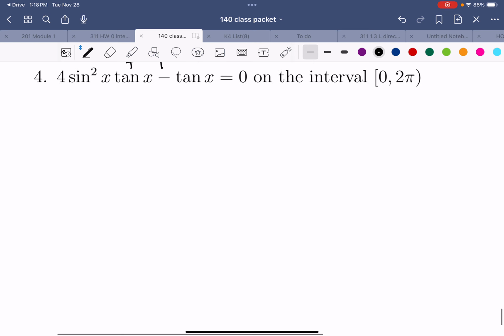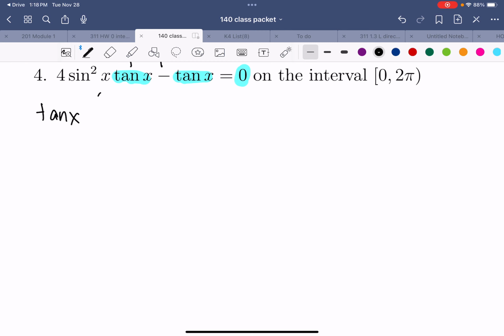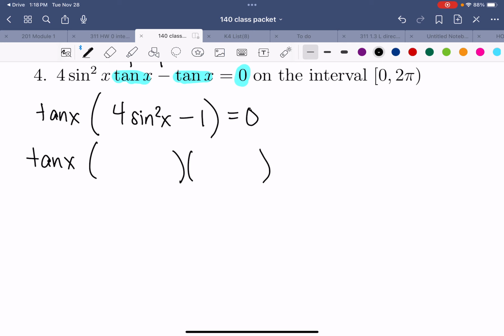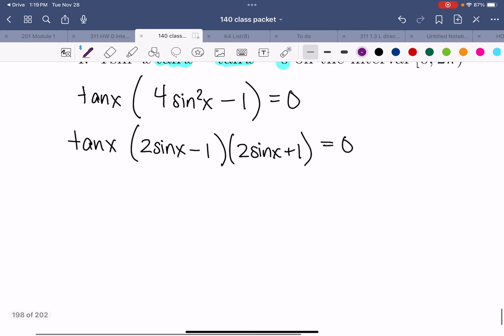Okay, now we're specifying here that we only want to be on the interval from 0 to 2 pi. All right, let's see what's going on here. Again, take a look. I've got something equal to 0. I have a tangent here and a tangent here. So I'm going to go ahead and factor that tangent out to the front. And I have 4 sine squared x minus 1 equals 0. And I can factor what's in the parentheses one more time because that's a difference of 2 squares. So this is 2 sine x minus 1 and 2 sine x plus 1. That's going to give me 3 equations to solve.